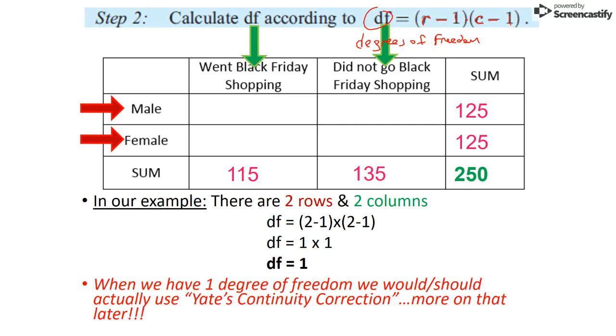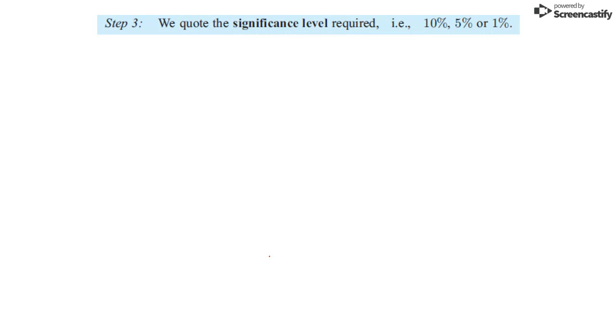Okay? Now, this will come up later, but if we only had 1 degree of freedom, we would actually have to modify our calculation a little bit, but we'll talk more about that later in this part of the unit. Okay? So, step 3, state the significance level required.